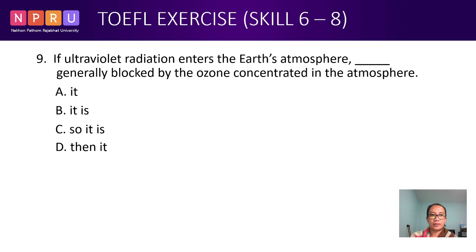Item number 9: If ultraviolet radiation enters the Earth's atmosphere, blank generally blocked by the ozone concentrated in the atmosphere. A, it. B, it is. C, so it is. D, then it.